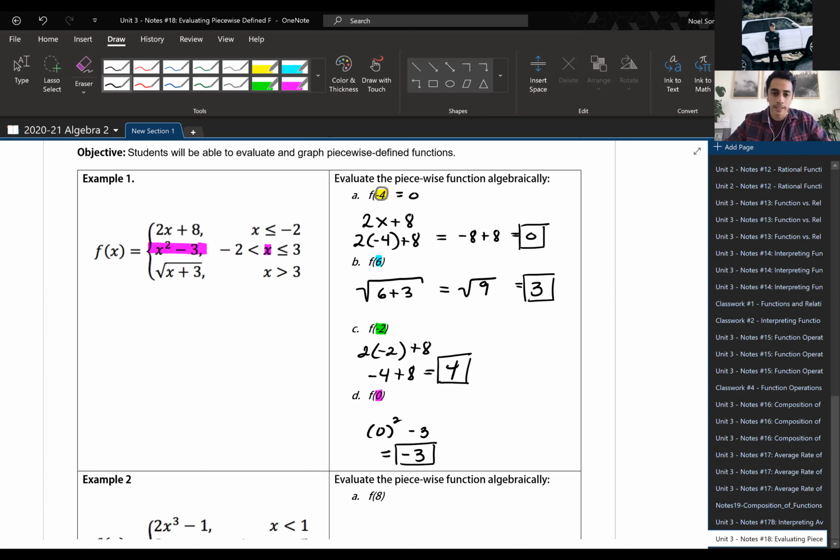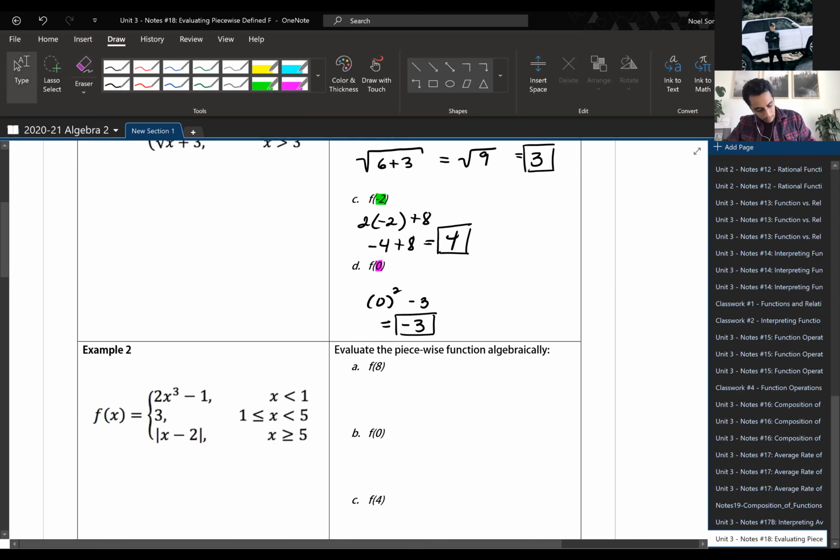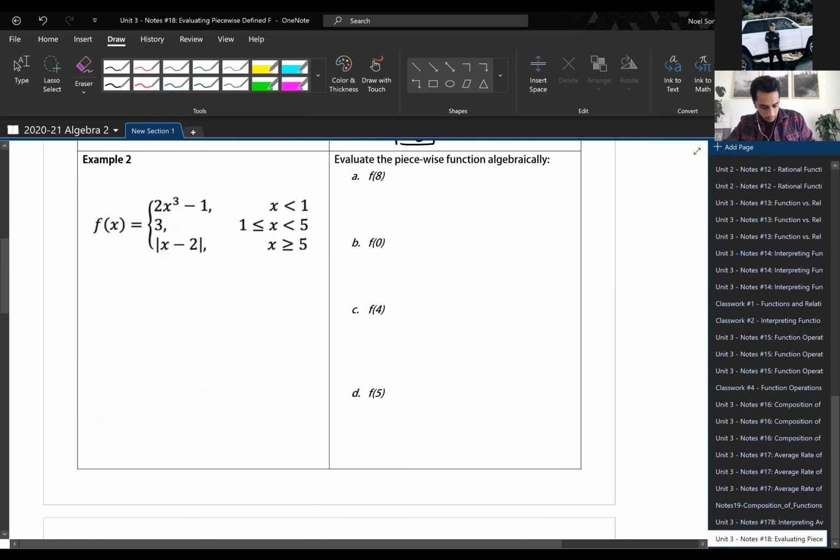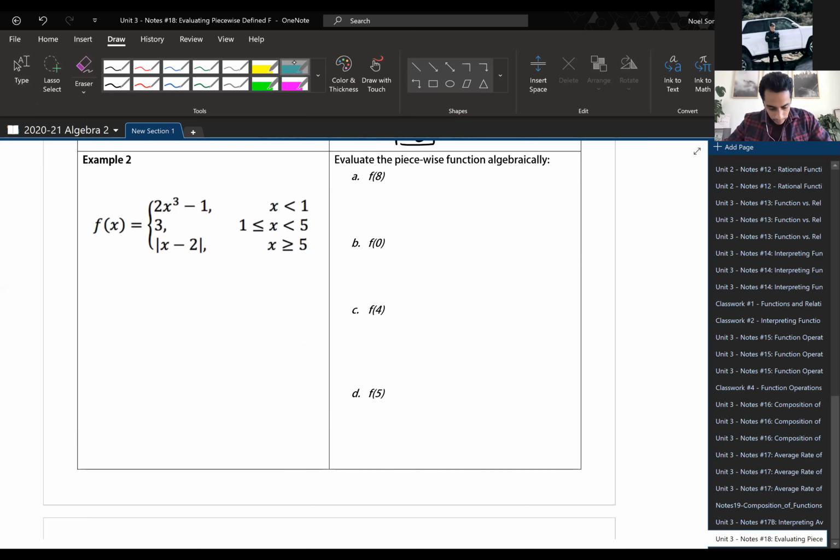Any questions there so far on example 1? All right, kind of fun, I think. Let's move on to example number 2. Let's take a look here then.